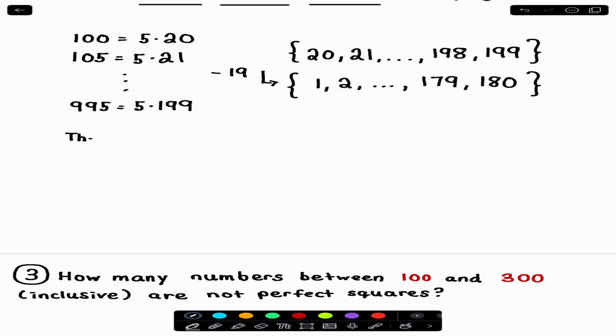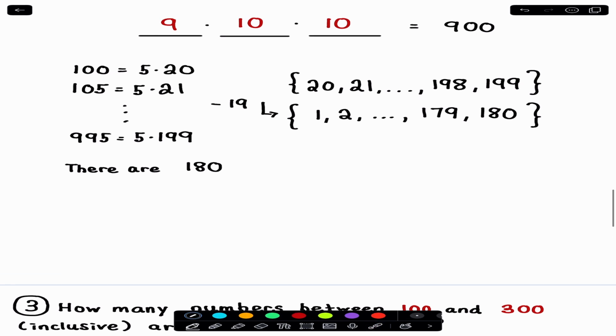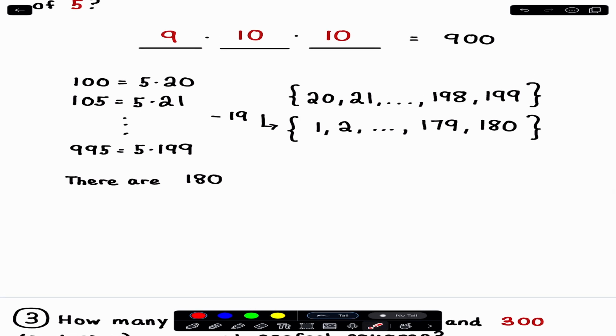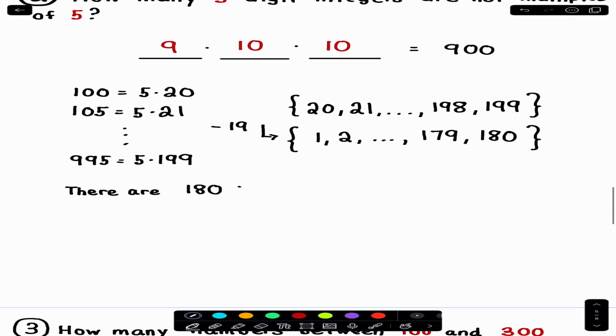This means there are 180. So I hope you like that neat little trick I showed you over here, by the way. This is pretty common in math. Just taking a list of numbers and subtracting the same number from each term, because you're not changing the number of terms in the list when you do this operation. Anyways, there are 180 three-digit integers which are a multiple of 5.